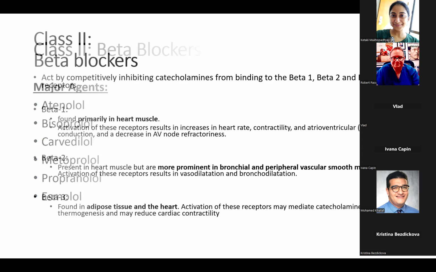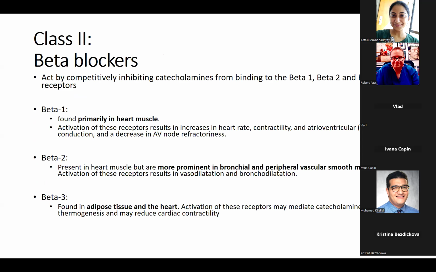So beta blockers' mechanism of action is that they competitively inhibit catecholamines from binding to the beta 1, 2, and 3 receptors. So what are these receptors? The beta 1 receptors are primarily found in heart muscle. Activation of these receptors results in increased heart rate, contractility, AV conduction, and a decrease in AV nodal refractoriness. So you could imagine, therefore, what the effect of blocking beta 1 are, and this is the most common, I would say, receptor that we're working on attacking when we use beta blockers.